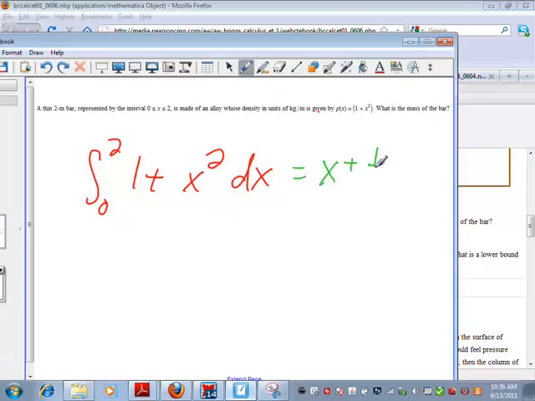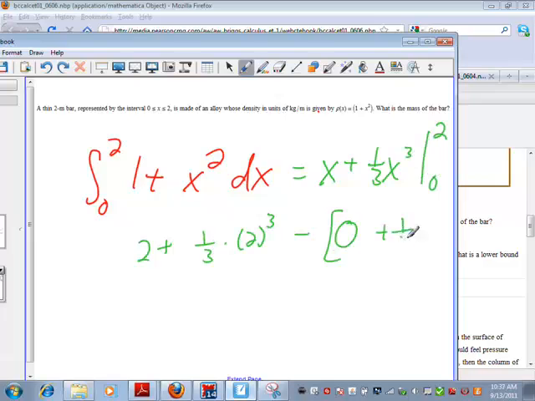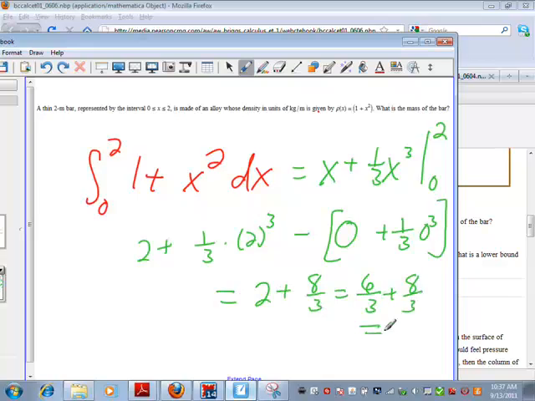x plus 1/3 x to the third evaluated from 0 to 2. 14 over 3. I think it's 14 over 3. 2 plus 1/3 times 2 to the third, minus 0 plus 1/3 times 0 to the third. It's 2 plus 8 over 3. You can leave it like that, but that's 6 over 3, common denominator, plus 8 over 3, 14 over 3.